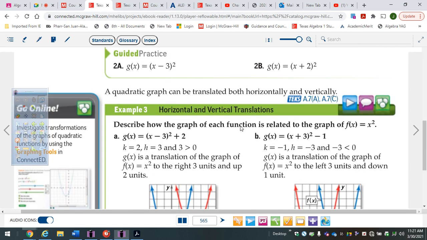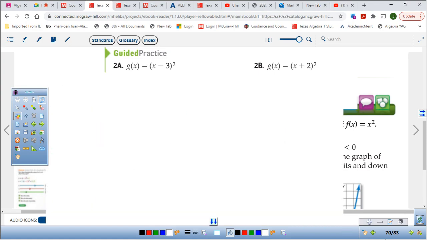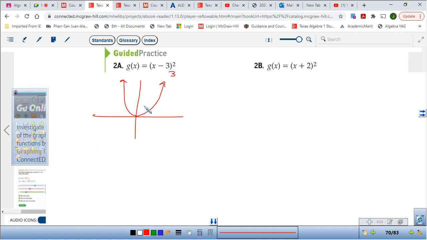Quickly, I'll review these. We did these yesterday. But if you look at these two, the original, the parent function goes from the origin straight up like this. Here, this is a 3, so it basically slides it over, 1, 2, 3, and it goes up here. Okay? That's this one right here. This one over here, I should change colors actually. This would be the parent function.